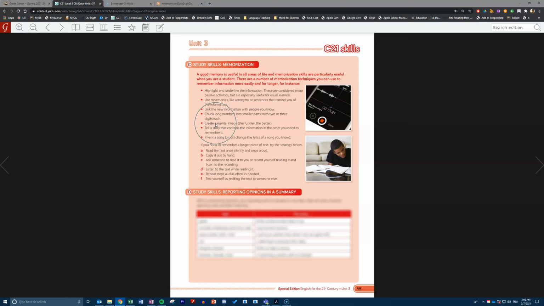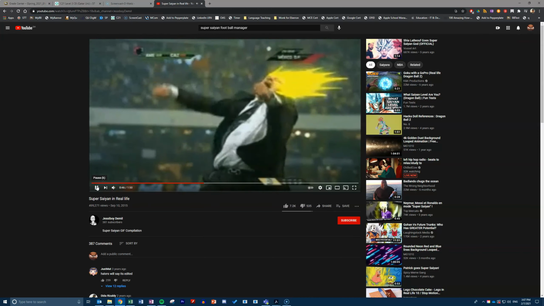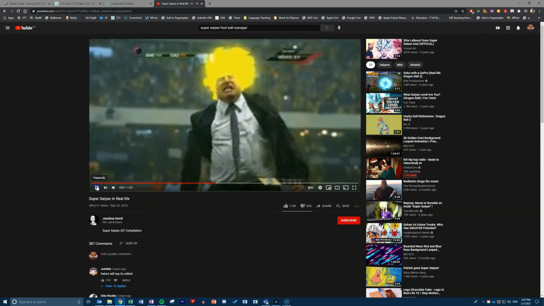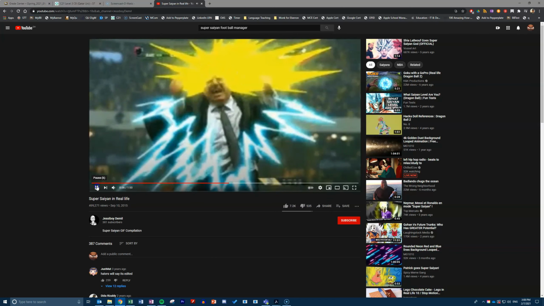Try to create a mental image. The funnier, the better. For example, one of my favorite words that I wanted to learn in Arabic was modir. So, I came up with a funny mental image. I always think of this football manager as a Super Saiyan. I always think that he is not a moderate modir. It's a funny picture that helps me remember the word modir.